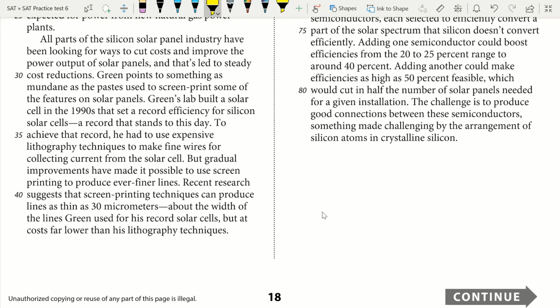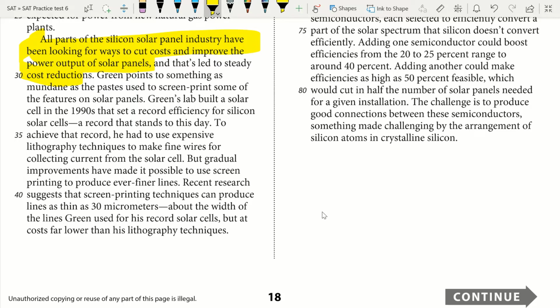All parts of the silicon solar panel industry have been looking for new ways to cut costs and improve the power output of solar panels, and that's led to steady cost reductions. Green points to something as mundane as the paste used to screen print some of the features on solar panels. Green's lab built a solar cell in the 1990s that set a record efficiency for silicon solar cells, a record that stands to this day.